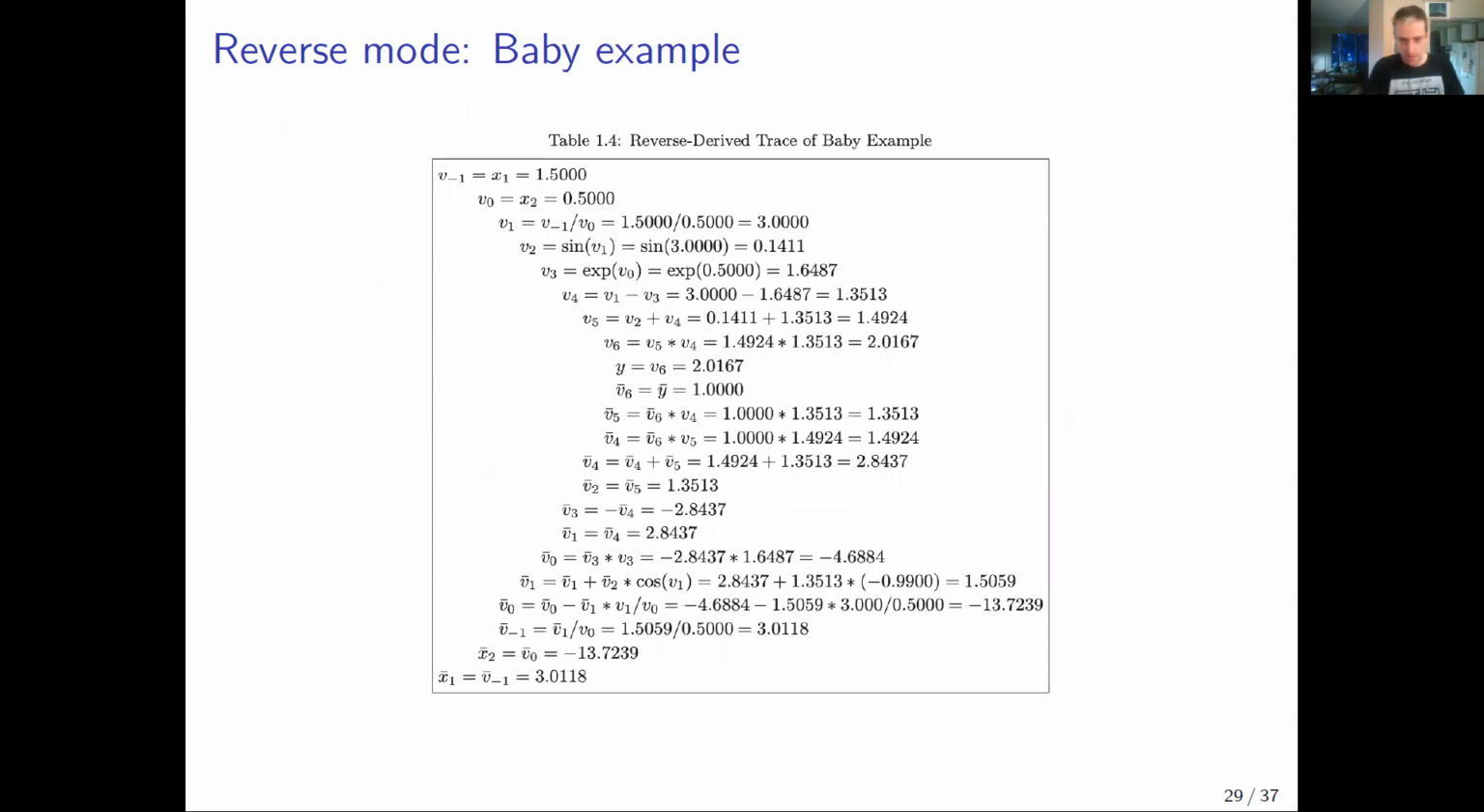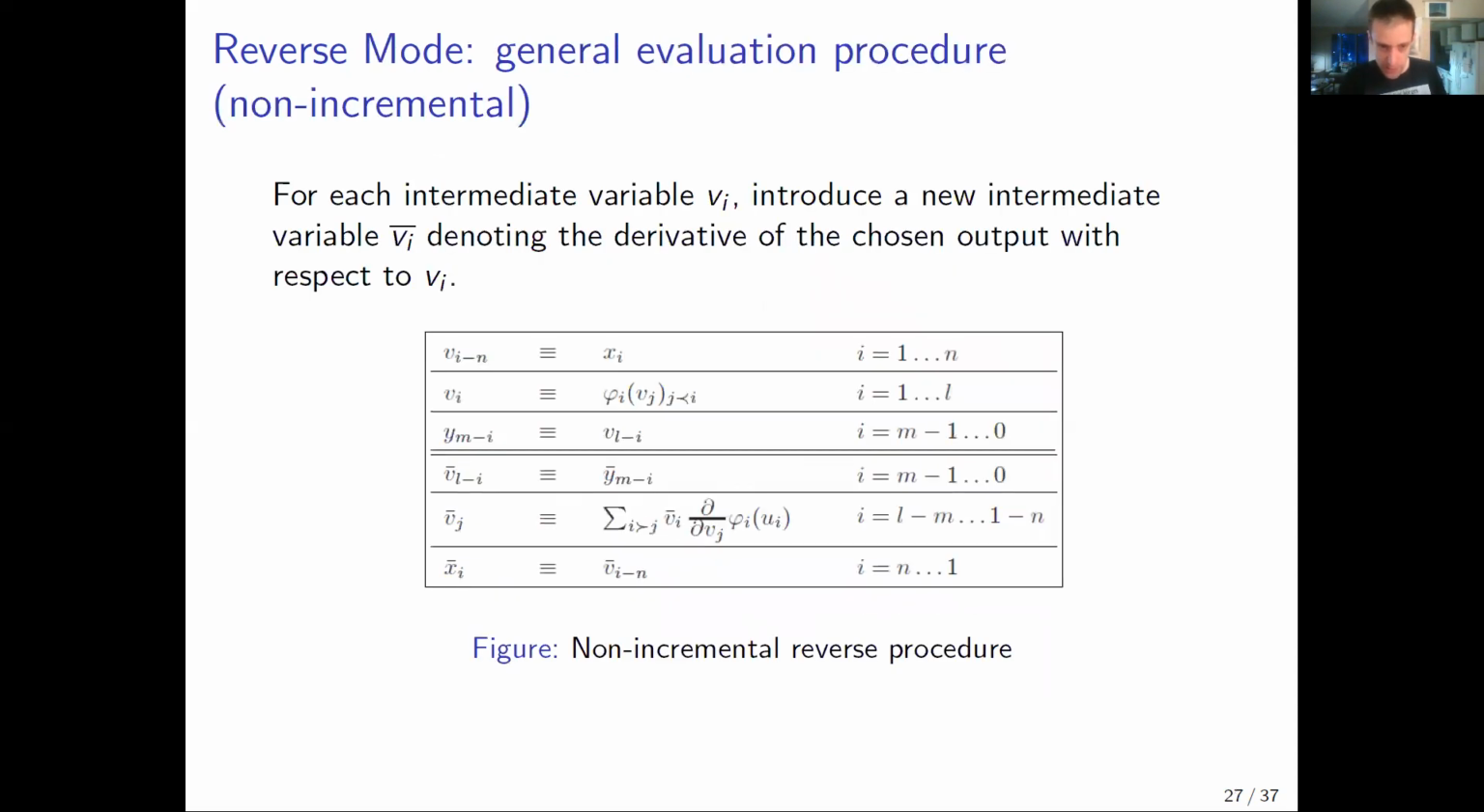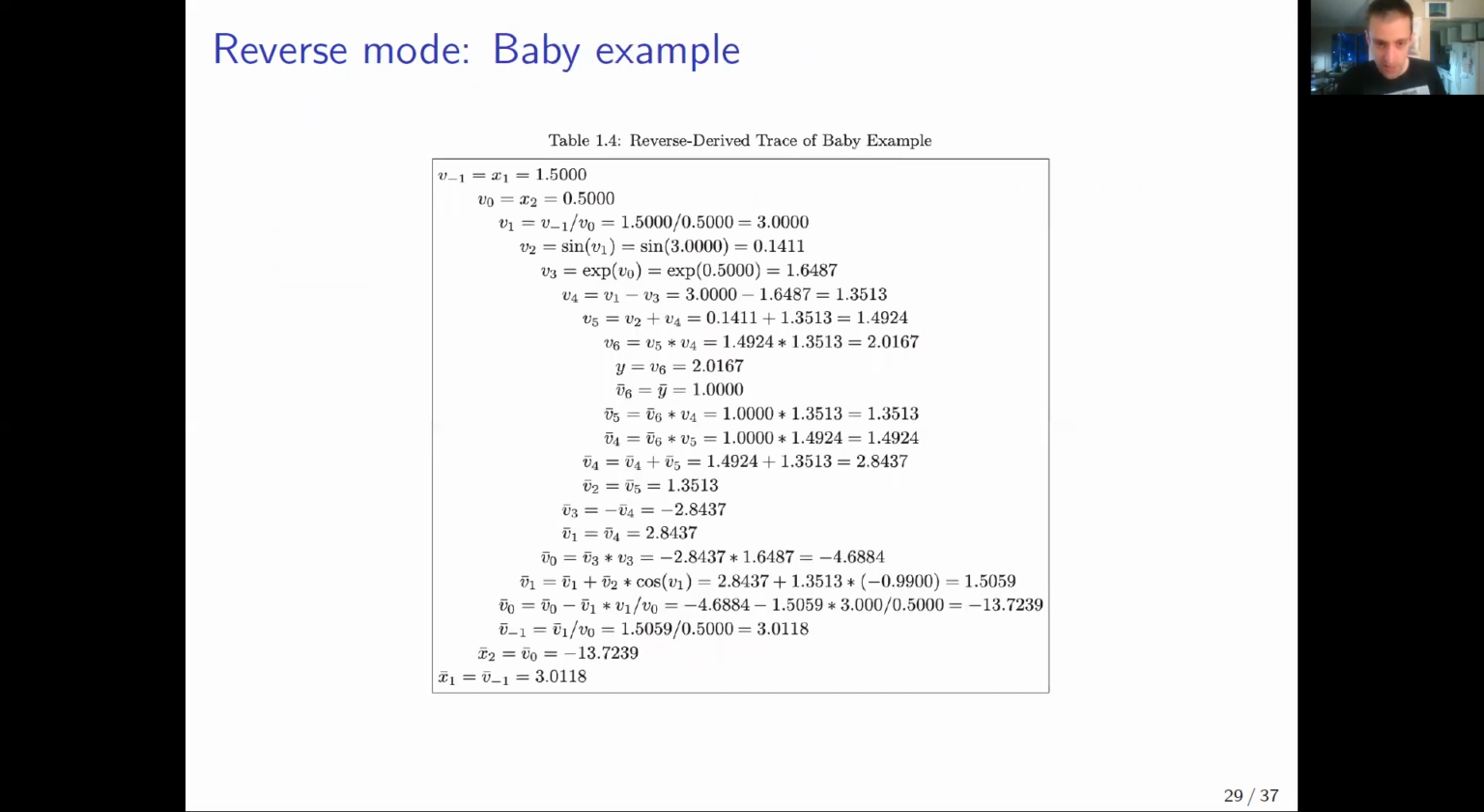And just as before, we looked at the baby example after applying the forward mode transformation. So here we can look at the baby example after we apply the reverse mode transformation. And just as we saw in the abstract case, we have two phases here. We have the first phase where we compute the original evaluation procedure, and then we compute all the vi's. Then we have the second phase where we compute all the vi bars.